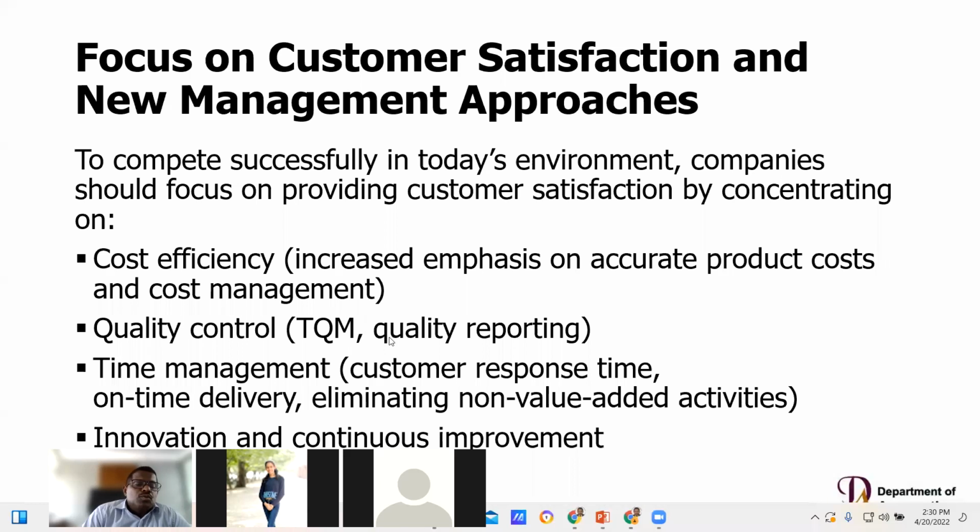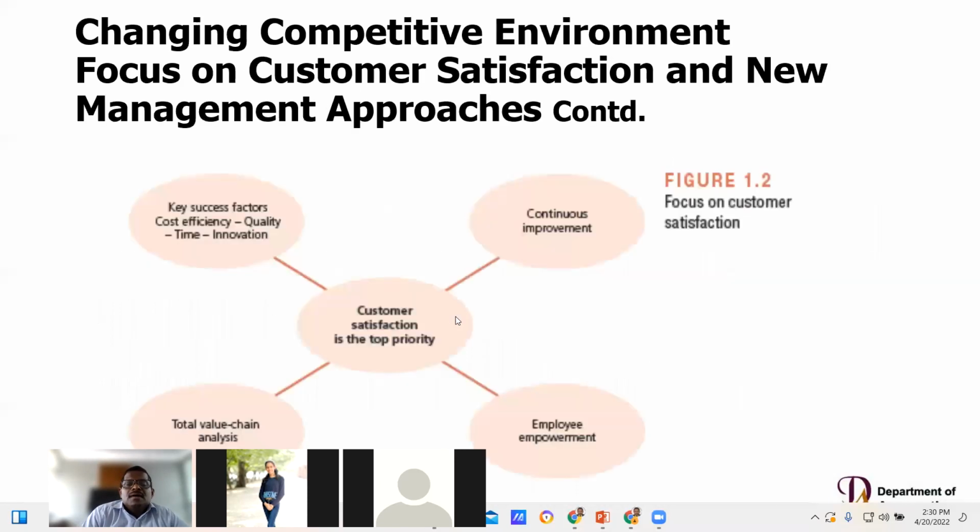That's called continuous improvement. Okay, quality control, TQM, quality reporting, customer response times, on-time delivery, eliminating non-value added activities. All these will be discussed in the latter part of the subject. Then the changing competitive environment focuses on customer satisfaction. So when you look at customer satisfaction, it has 4 variables. One is the key success factors: cost, quality, time, innovation. So when you look at cost efficiency, you have to look at quality, time, and innovation.